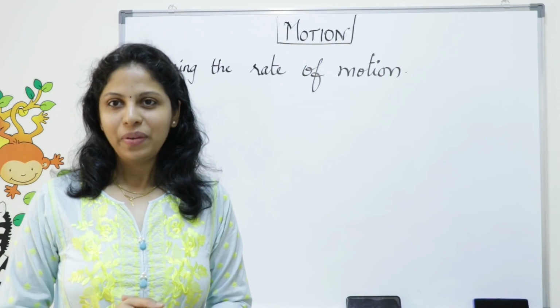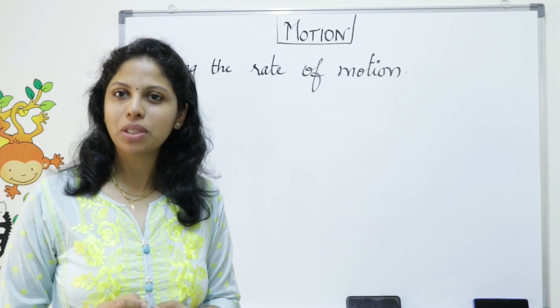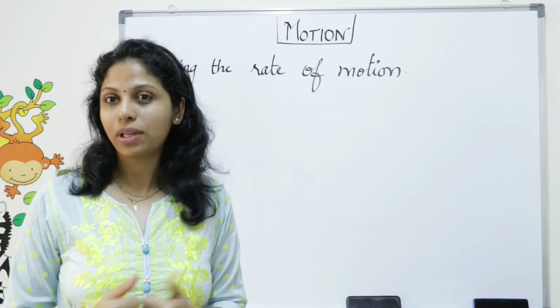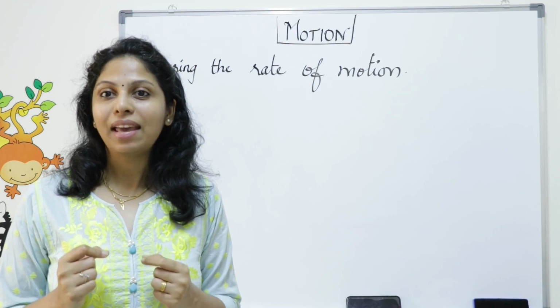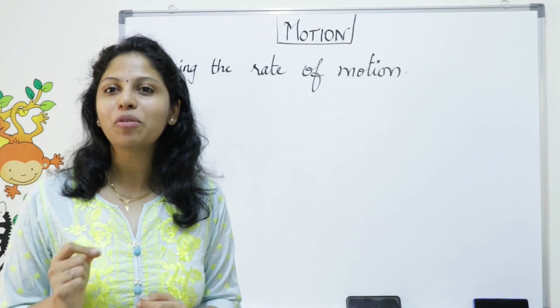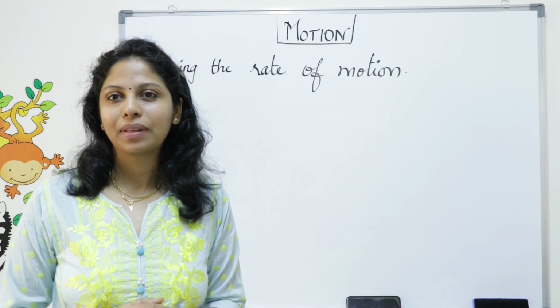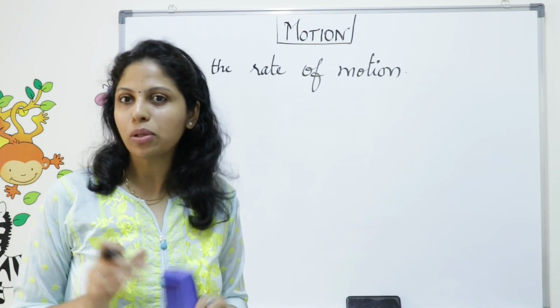Hi, today we are going to see the topic measuring the rate of motion, uniform motion and non-uniform motion. In the previous class, we have learned what is motion. Motion is a phenomenon of change of position of an object with respect to time. Different objects may take different amount of time to cover a particular distance.